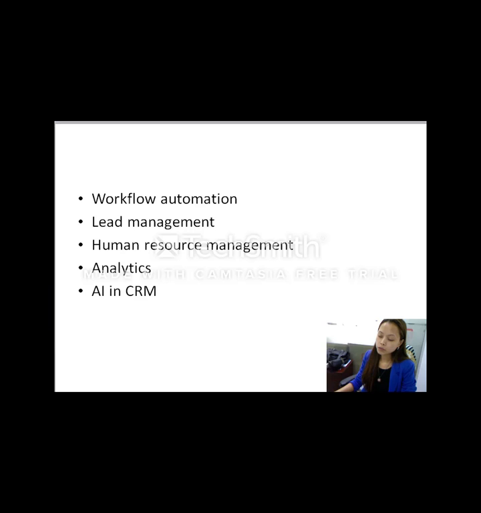There are more components of CRM like workflow automation, lead management, human resource management, analytics, and AI in CRM, which we will be discussing in the next part of this chapter.